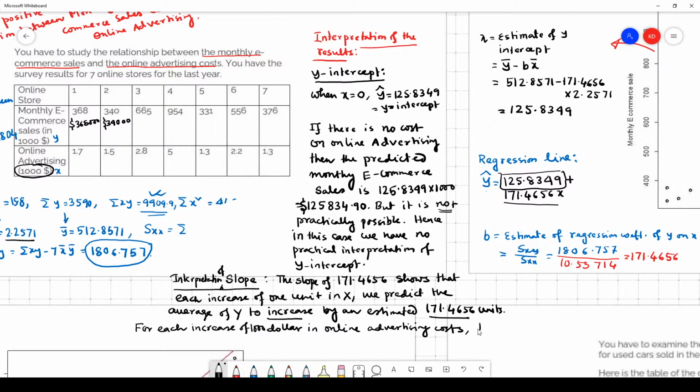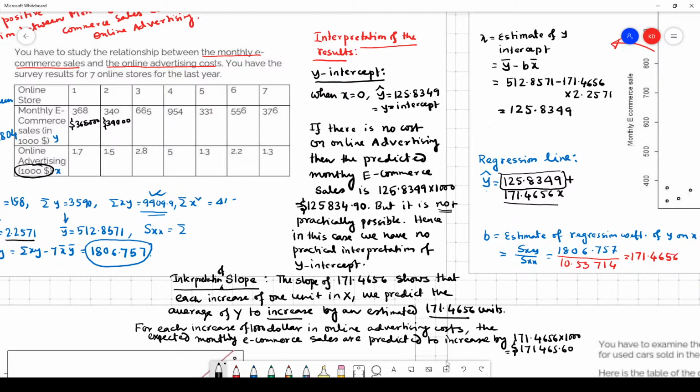the expected monthly e-commerce sales are predicted to increase by 171.4656 times 1000, which is equal to 171,465.60 dollars.